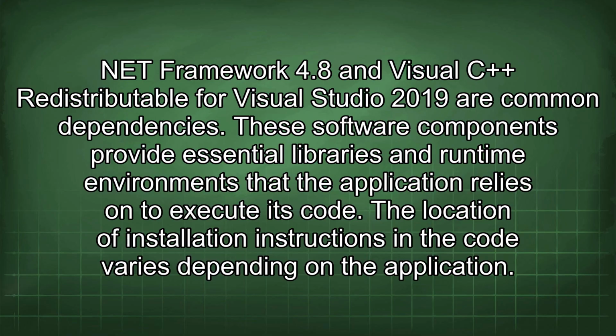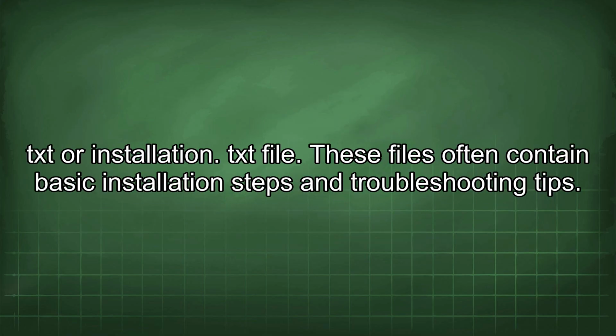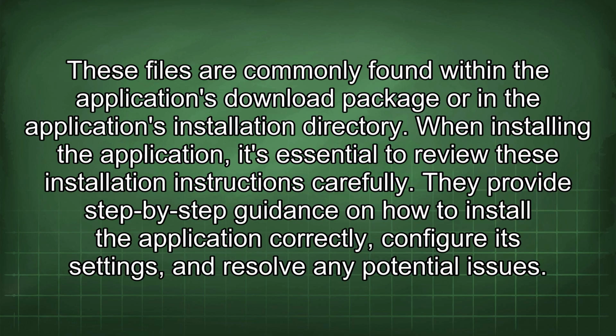The location of installation instructions in the code varies depending on the application. Typically, detailed installation instructions are not embedded directly within the application code itself. Instead, these instructions are usually provided in separate documentation files or online resources. However, in some cases, applications may include a readme.txt or installation.txt file. These files often contain basic installation steps and troubleshooting tips. These files are commonly found within the application's download package or in the application's installation directory.